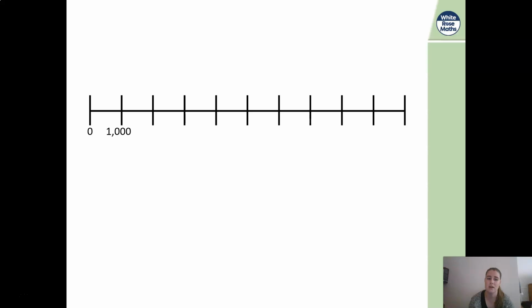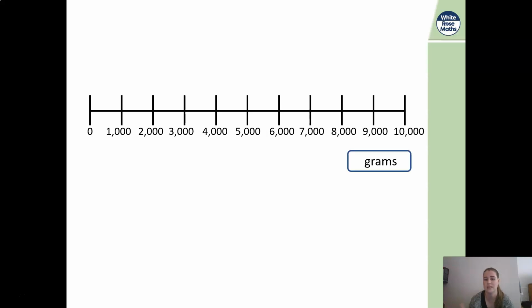On this number line, I'm going to plot my numbers of 1 to 10,000. That 10,000 there, and those numbers represent grams. So these are the larger numbers. The numbers I'm now going to put on top are going to be our kilograms. So they're actually going to be 1,000 times smaller. So I wonder if you can think, well, what's 1,000 times smaller than 1,000?